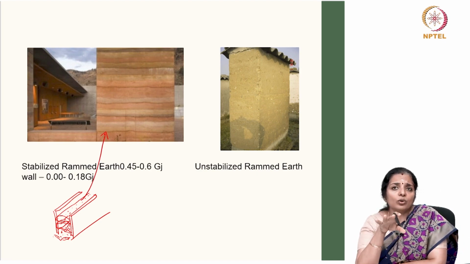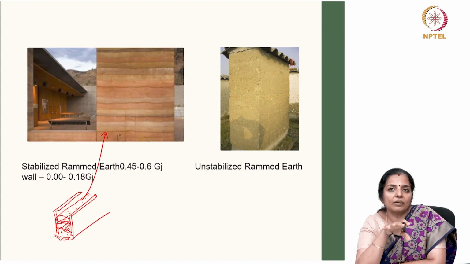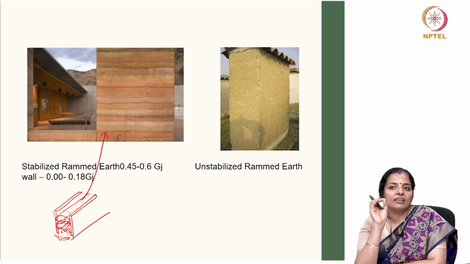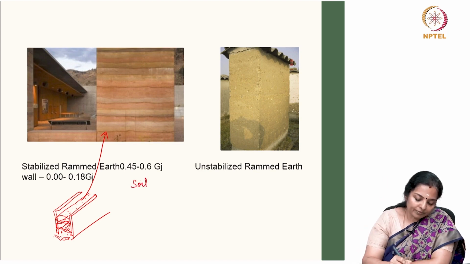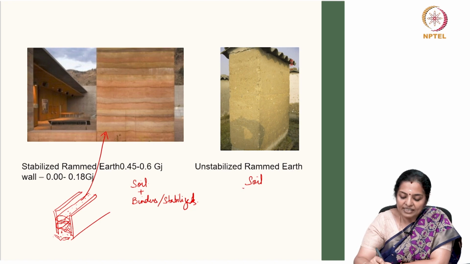So, there are two types of rammed earth construction. One is stabilized rammed earth and unstabilized rammed earth. Unstabilized rammed earth is made from mainly soil, sand and gravel, whereas stabilized rammed earth contains additives like cement or lime along with soil, sand and gravel. But unstabilized rammed earth walls are nearly zero carbon options. So, rammed earth is a technique which uses earth or soil; this along with binders or stabilizers is called stabilized rammed earth, whereas this is just soil.